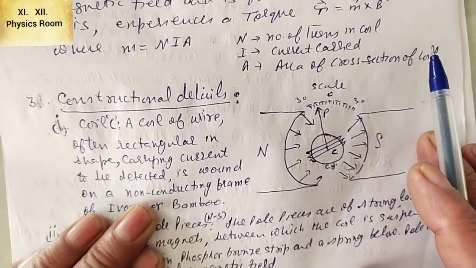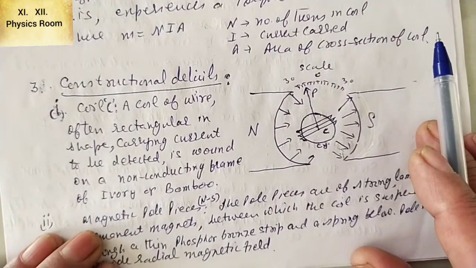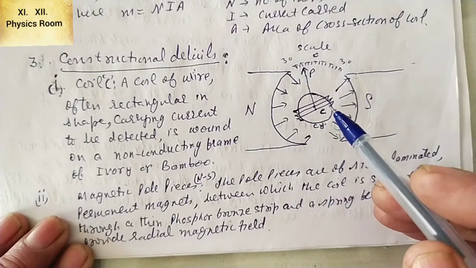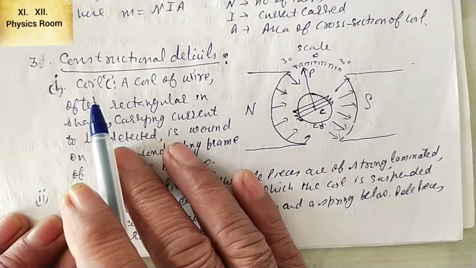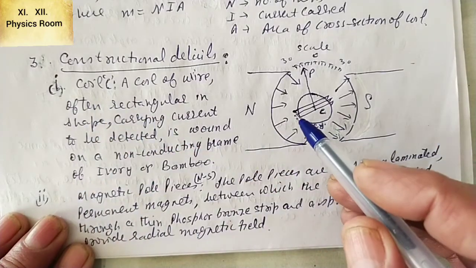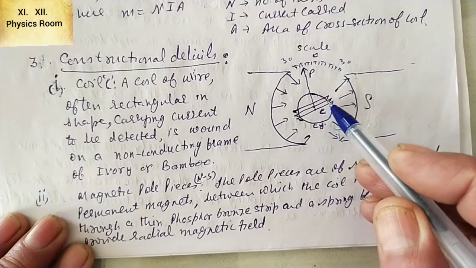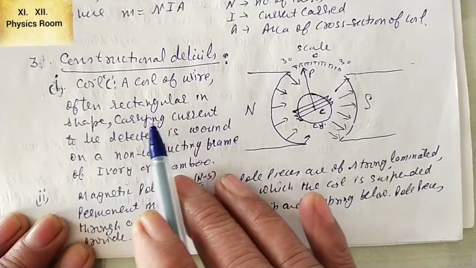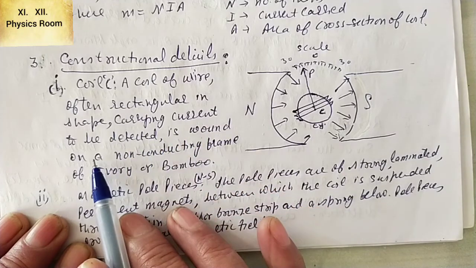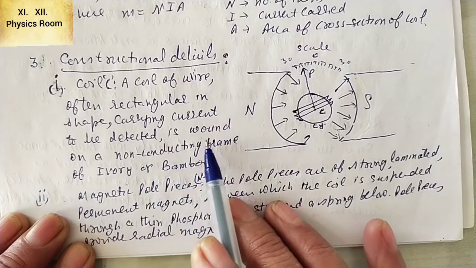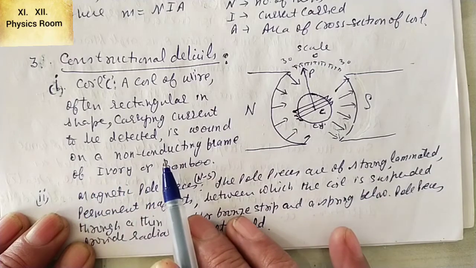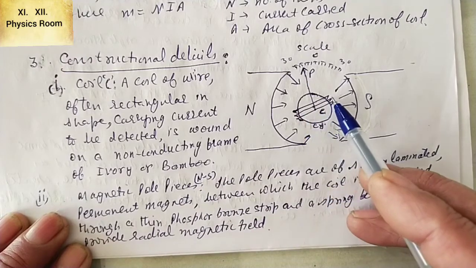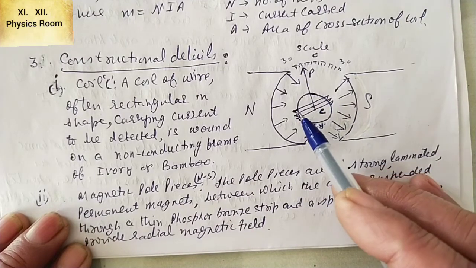Now, constructional details. What is the construction of moving coil galvanometer? First, we talk of coil. This is the coil, rectangular coil. A coil of wire, often rectangular in shape, carrying current to be detected, is wound on a non-conducting frame of ivory or bamboo. This is the coil, rectangular coil. It turns, goes down, comes up.